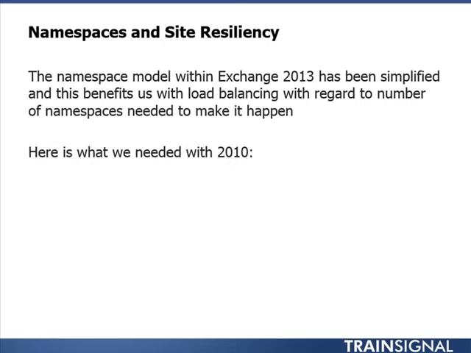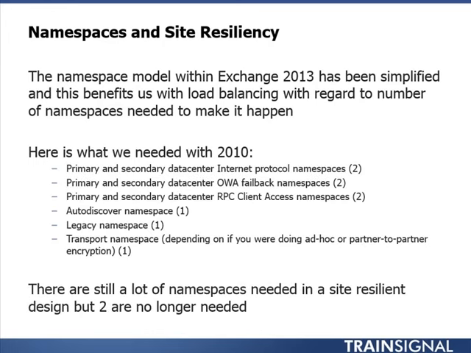So here's what we needed with Exchange 2010. We needed a primary and secondary data center internet protocol namespace, so we needed 2 there. Primary and secondary data center Outlook web app failback namespaces, so 2 more namespaces there. Primary and secondary data center RPC client access namespaces, so we had two more. Auto Discover namespace, there's one. Legacy namespace, there's another. So that's 8 namespaces so far. And then an optional transport namespace, depending on whether or not you are doing ad hoc or partner-to-partner encryption. So there's a 9th one.